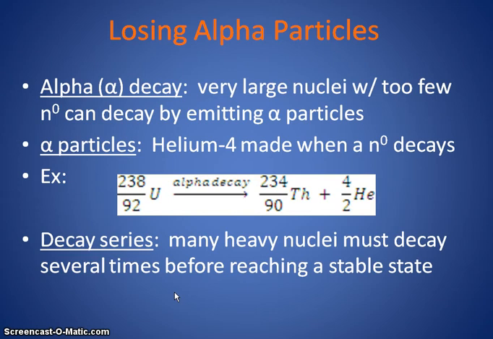And then a decay series means that you're having several decay processes happen in a row. A lot of heavy nuclei have to undergo decay several times before they actually get stable. No element above atomic number 83 has stable isotopes, and a lot will decay either through this alpha decay process or through electron capture.